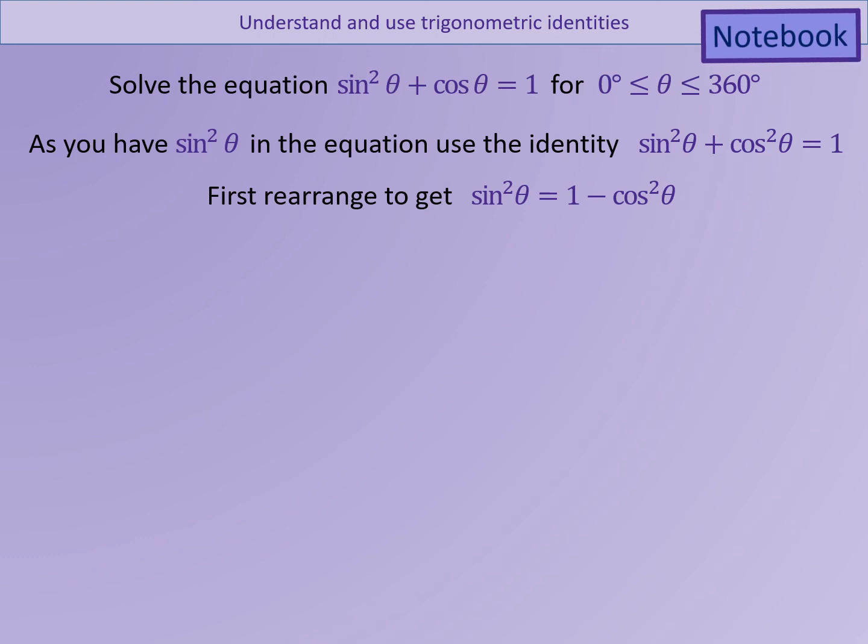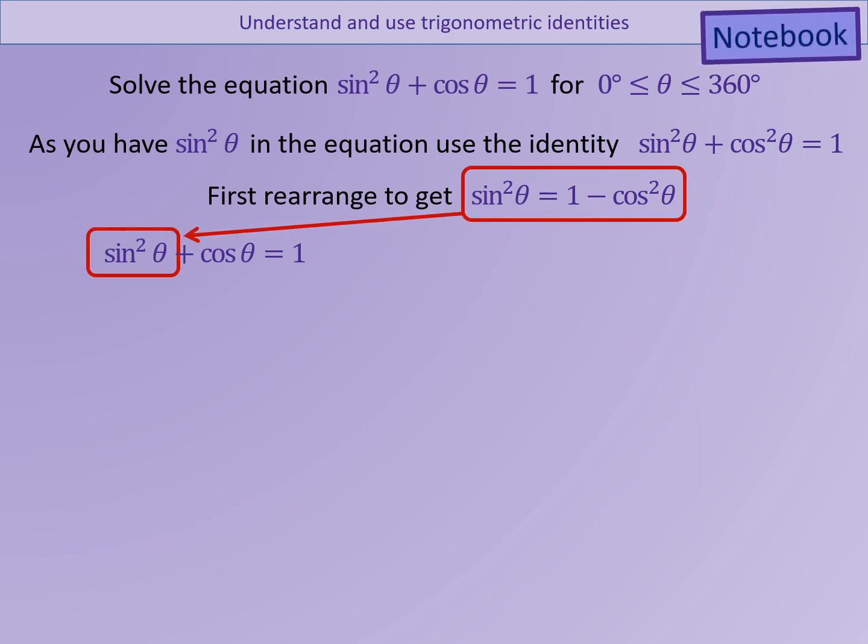So I'm going to first of all rearrange my identity. This has nothing to do with the original question. This is just rearranging the identity, and rearranging the identity gives me sine squared theta is equivalent to 1 minus cos squared theta. And then I can replace that sine squared theta in my original equation. By doing that, you can now see that my new equation is completely in terms of a single trig function, and therefore that's going to make this a lot easier to solve.